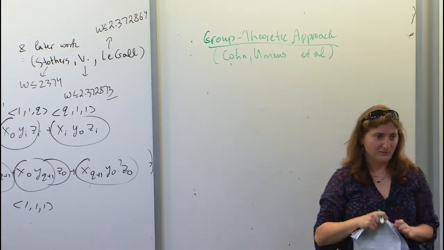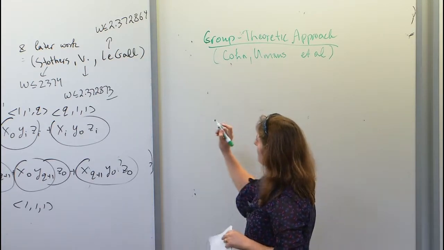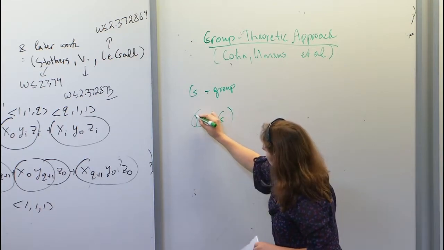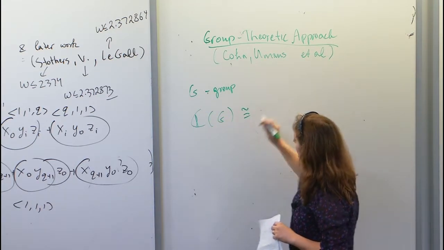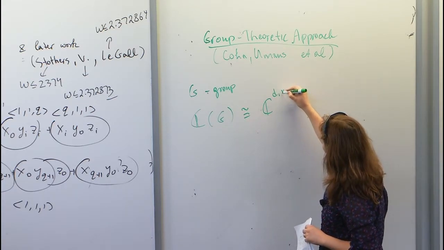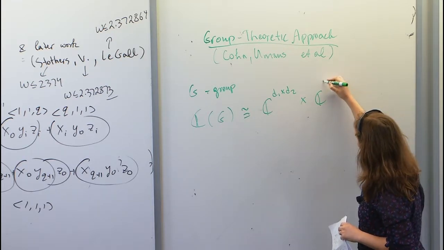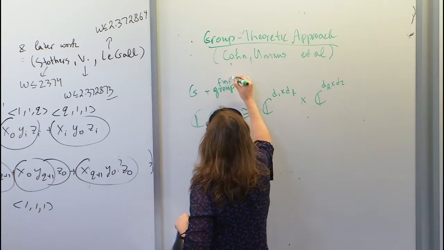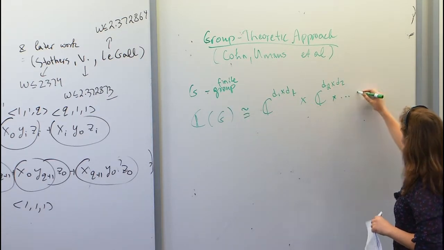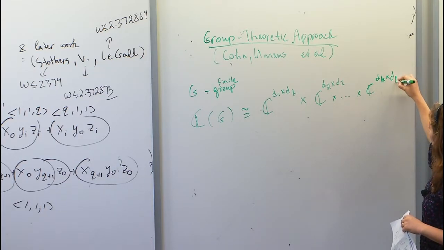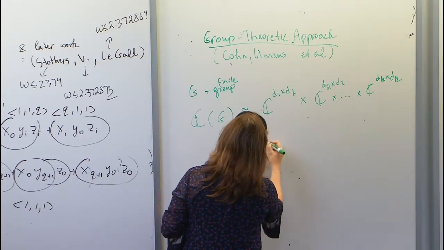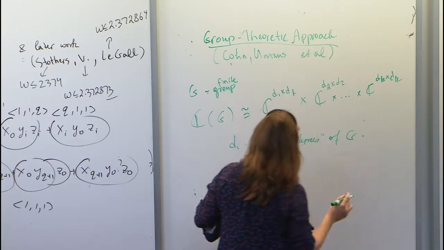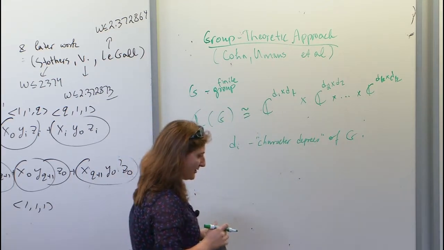So instead of doing all this stuff with border rank and so on, we're going to take G to be some group, and we're going to look at its algebra over the complex numbers, and we know that this is isomorphic to a direct sum of matrix algebras. And G's a finite group, probably. Yes. And these d_i's are the degrees of the irreducible representations of G.